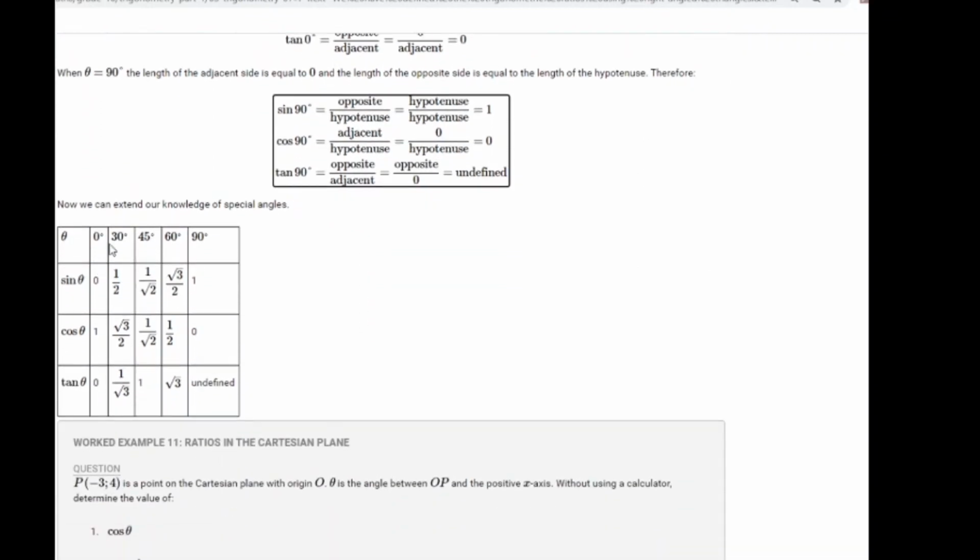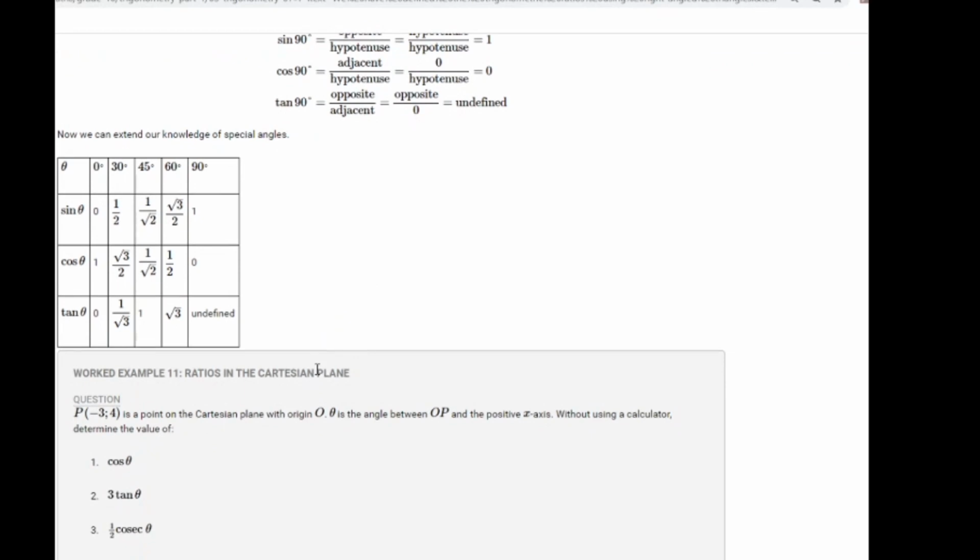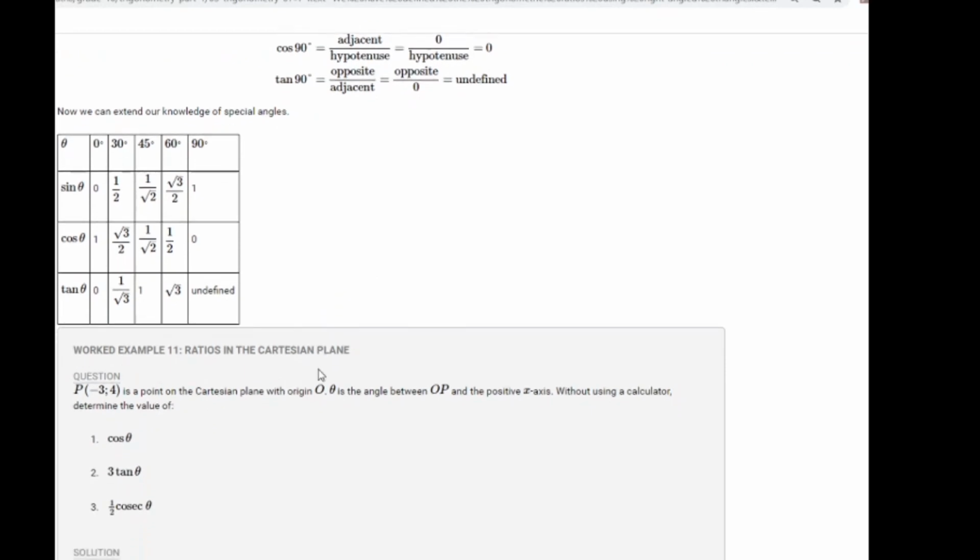Okay, so special angles. Remember those triangles, maybe memorize them if you can, right? So yeah, I think I will stop here and send this example as a challenge question. So this will be our challenge question.